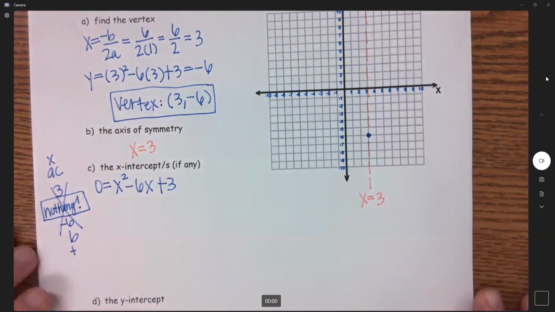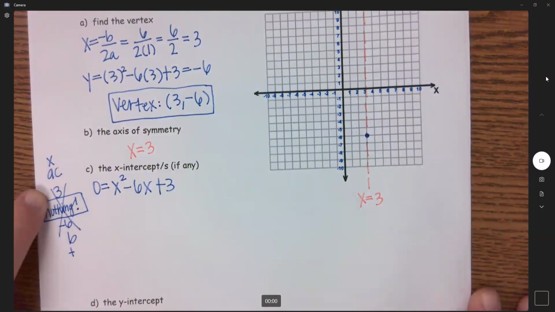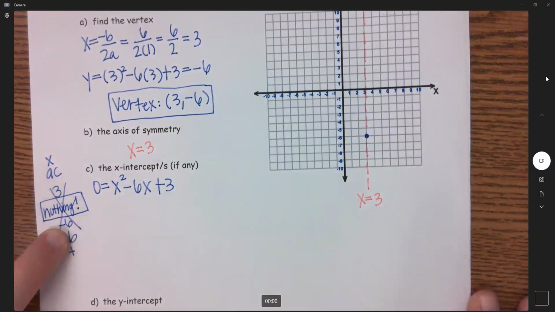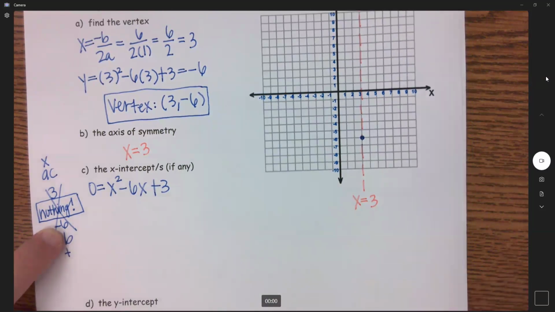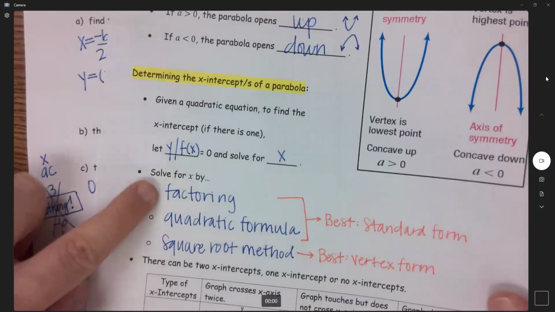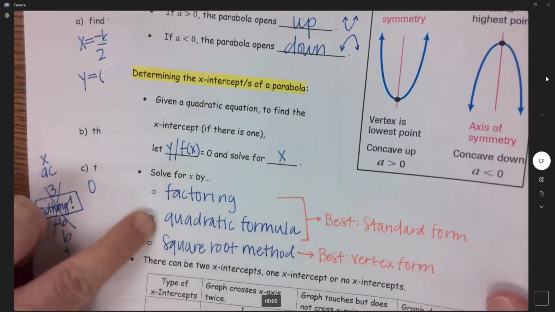But the answer is nothing. The only multiples of 3 are 1 times 3, and that doesn't add up to 6. So when that happens, when factoring fails us, we have to use the quadratic formula.